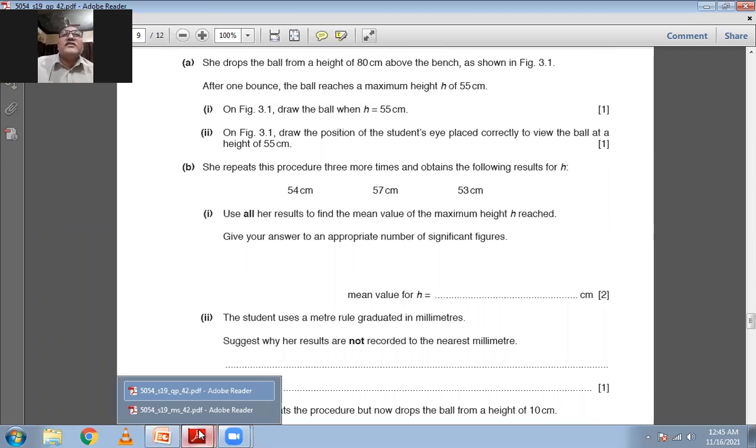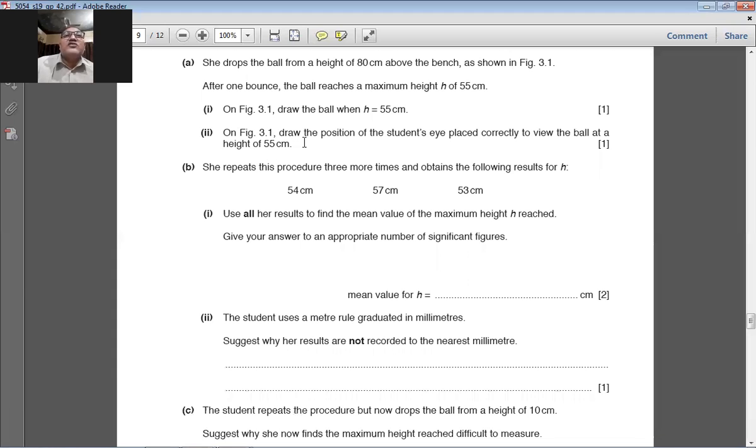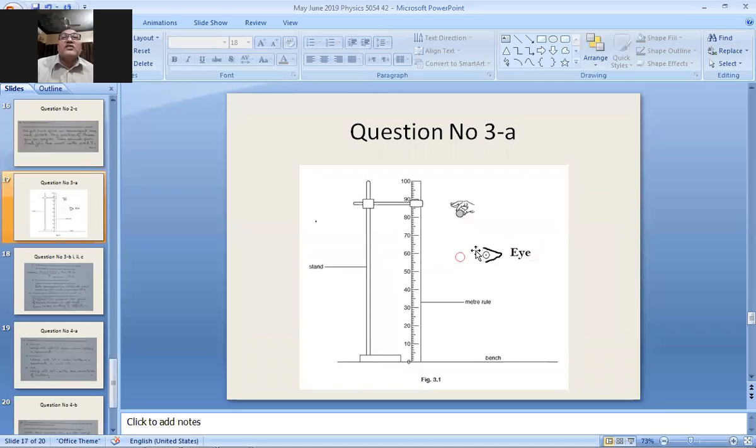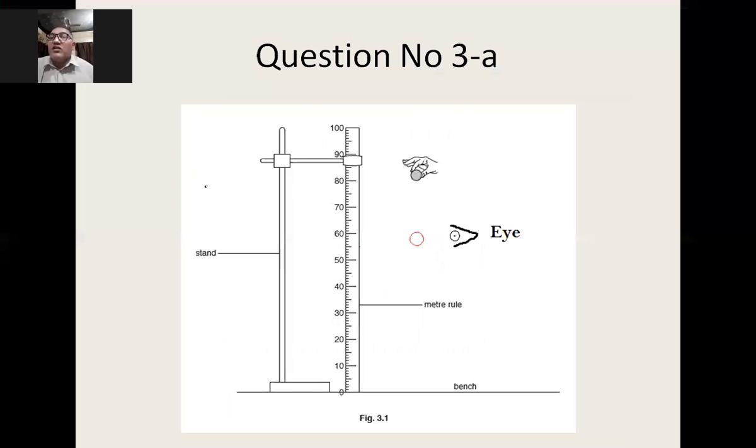He says, then on figure 3.1, draw the position of the student's eye placed correctly to view the ball at a height of 55 centimeters. It's a 2-mark question totally. So let me show you. So you can see here I have made that ball. So you can see this is at a height of 55. The bottom of the ball is at the height of 55. And this is the eye of the observer. So it's a 2-mark question.